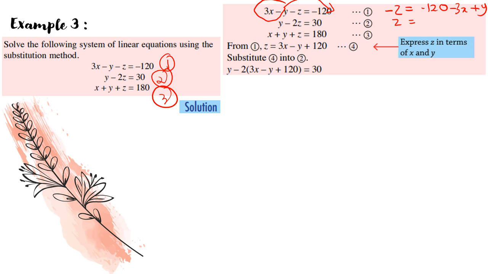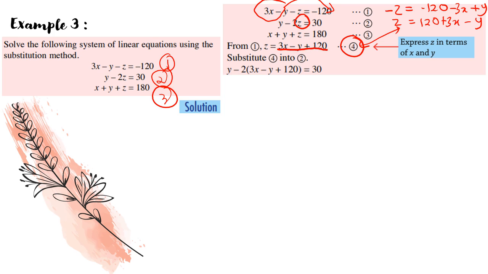So z is equal to 120 plus 3x minus y. Okay, or you can write here 3x minus y plus 120. Similar, just the same. And then I label this one as number 4. Substitute 4 into equation number 2 here. So you have to substitute this z into this one.